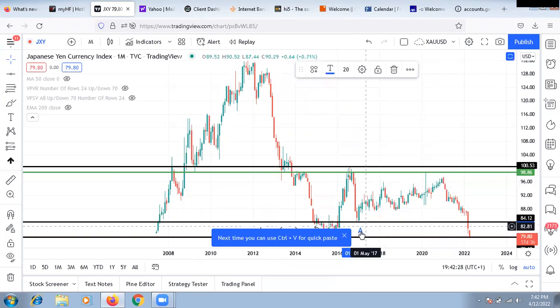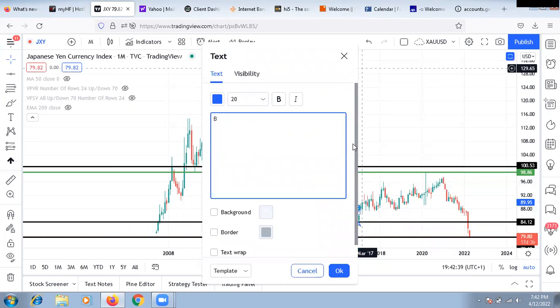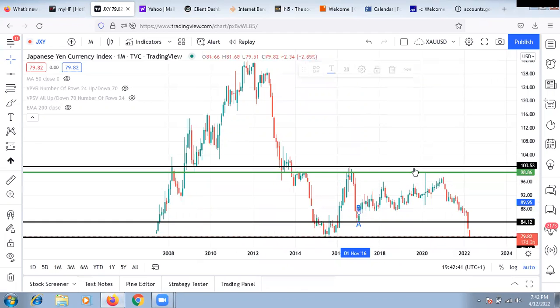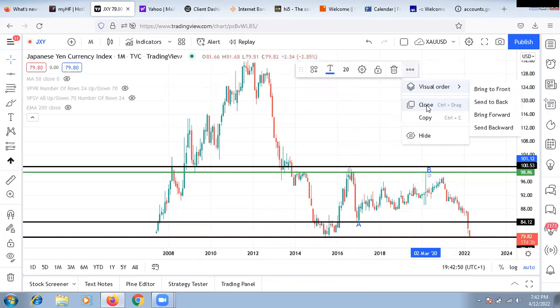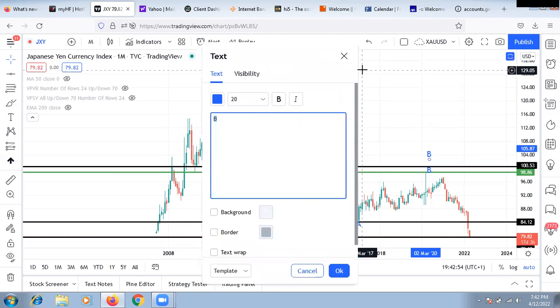So this is A wave, and this is B wave. I'm quickly trying to let us see this. This is B wave, and we are on C wave.